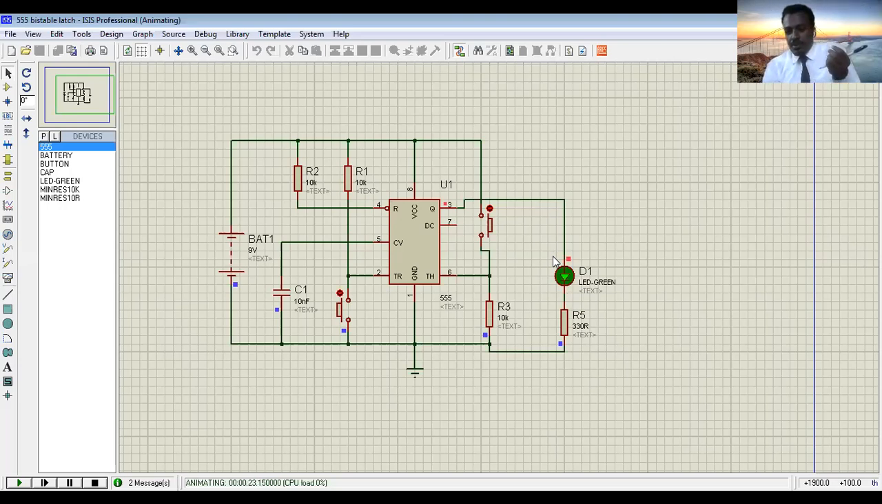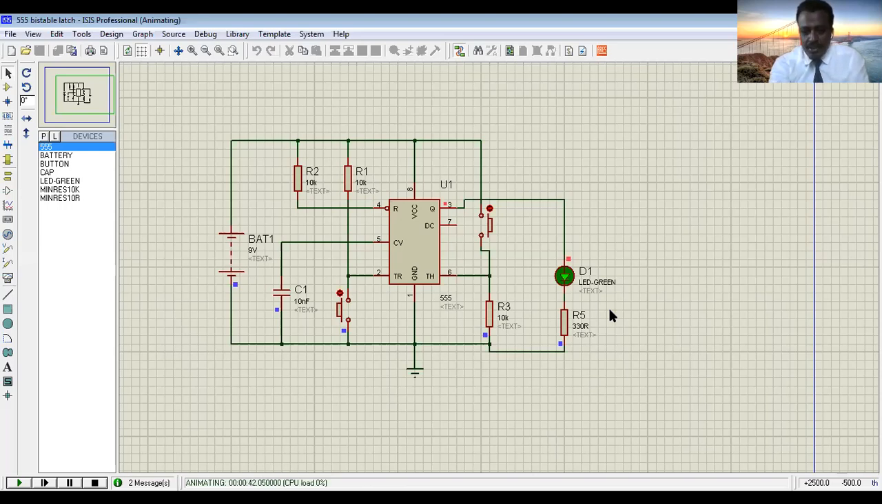When you apply input, it changes to low and it remains low. To change it again to high, you need another input. So both states are stable. Both high and low states are stable. That's why we call it bistable. Okay. So now you see it's still on, no change, because the high state is stable.